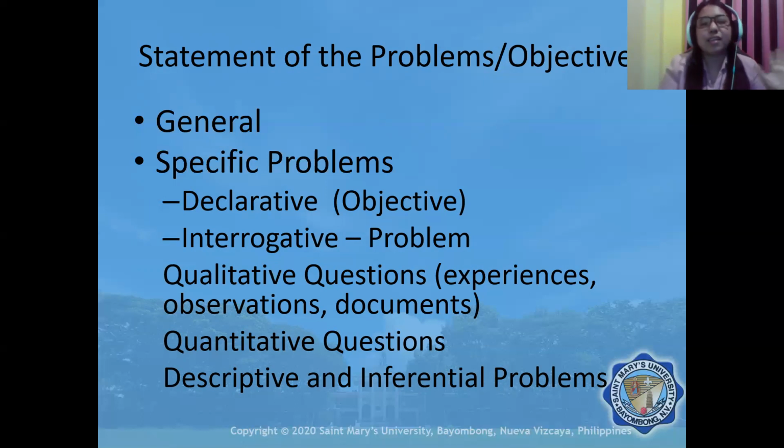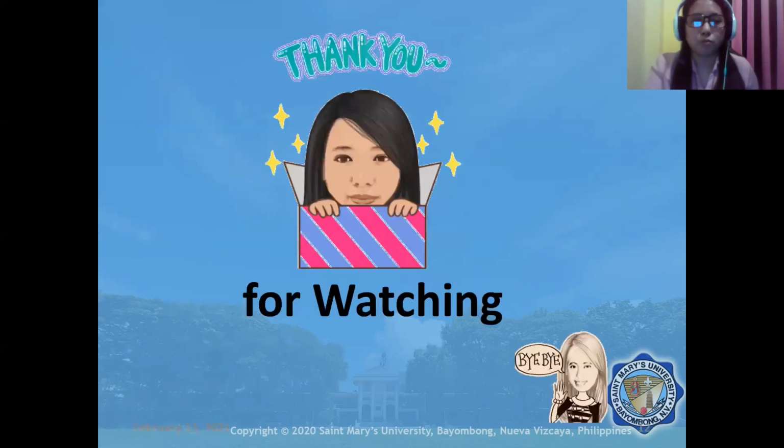And then for quantitative questions, our problems can be either descriptive or inferential. It is descriptive if the problem requires descriptive statistics to solve for that problem, and it is an inferential problem if it requires inferential statistics for us to solve it. So we are going to come up with some examples of this to have a better picture of how we state or give a statement of the problems or objectives.